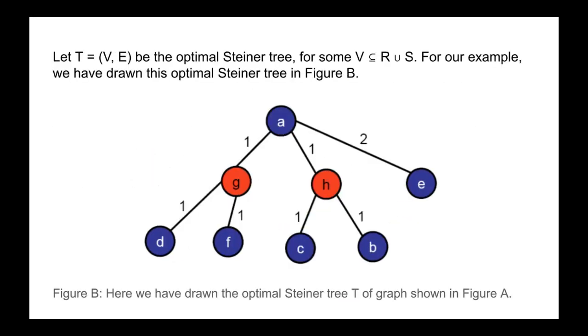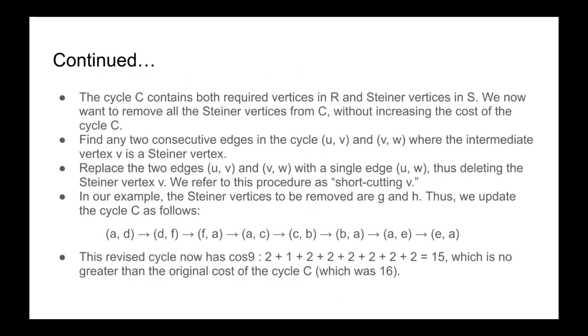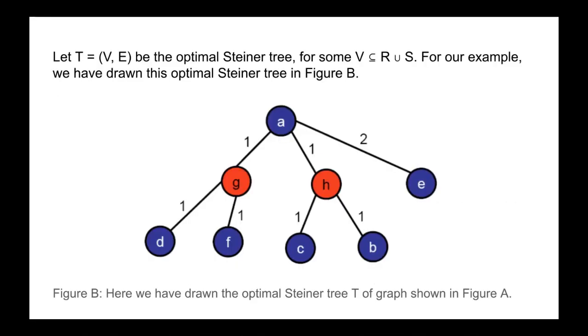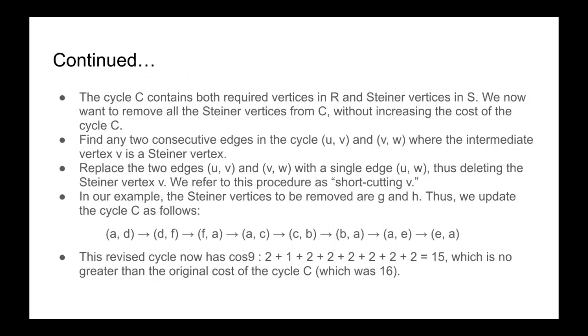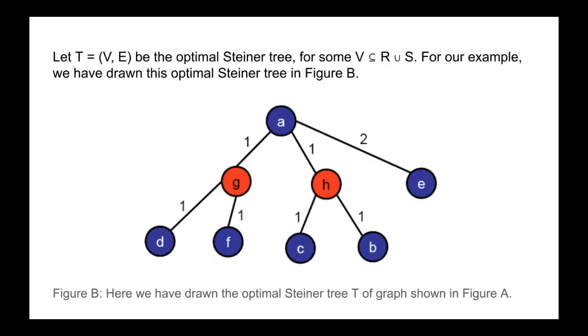So in this case, we'll just try to ignore the vertices G and H because we are solving for the metric Steiner tree, right? So in this case, it will go like A to D, then D to F, then F to A, then A to C, C to B, B to A, A to E, and E to A. That's what you can see here: A to D, D to F, F to A. And in this case, the cost right now will be 15, which was 16 earlier, because we have removed a single vertex G.